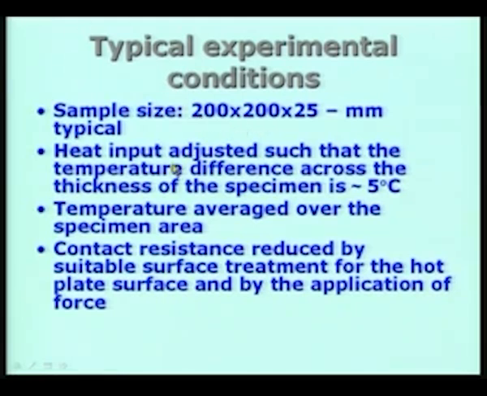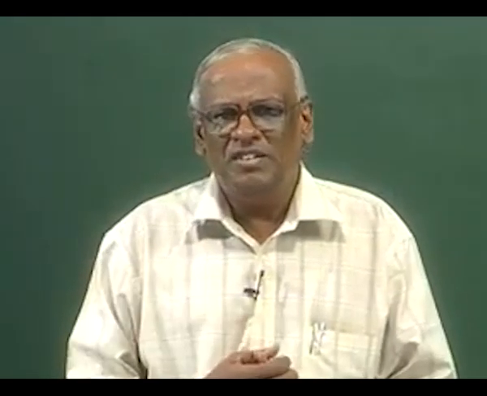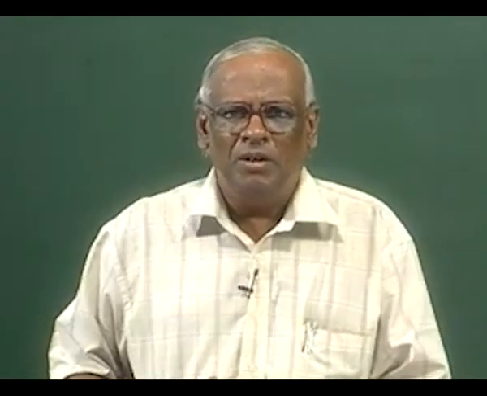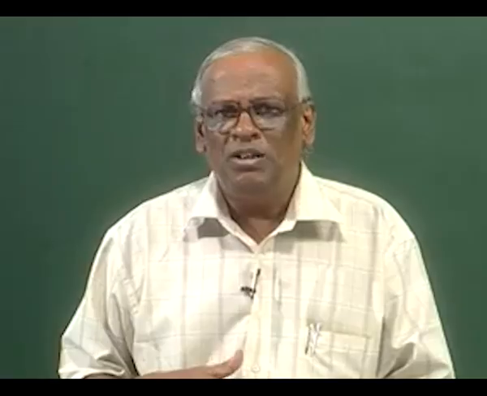Typical is this: the heat input is adjusted such that the temperature difference across the thickness of the specimen is roughly equal to 5 degrees. We do not want to have very large temperature difference across the thickness of the sample. The question now arises as to what do we do if we have a high thermal conductivity material, what do we do when the thermal conductivity of the material is very low. You can immediately say that from Fourier law, if the thermal conductivity is small, for a given heat transfer you require a larger temperature difference. Okay, you require a large temperature difference, or putting in another way, if the thermal conductivity is small, for a given temperature difference the amount of heat input is small.